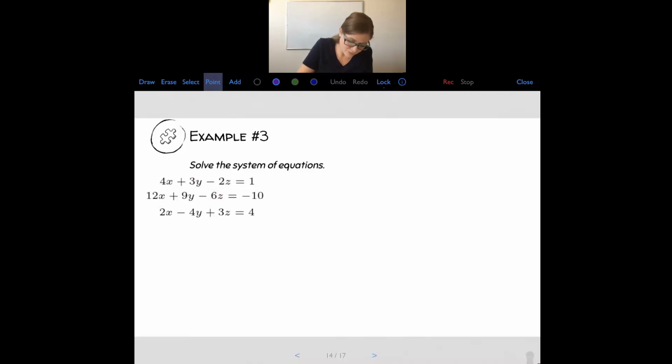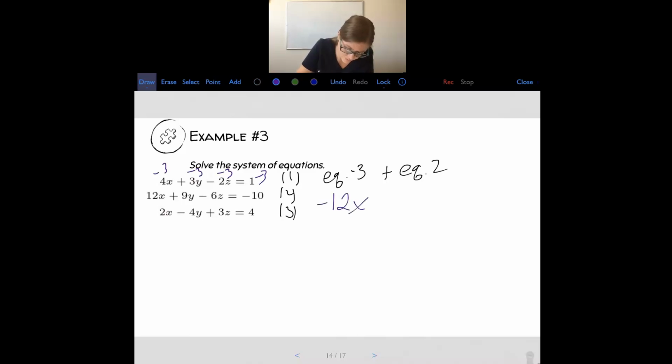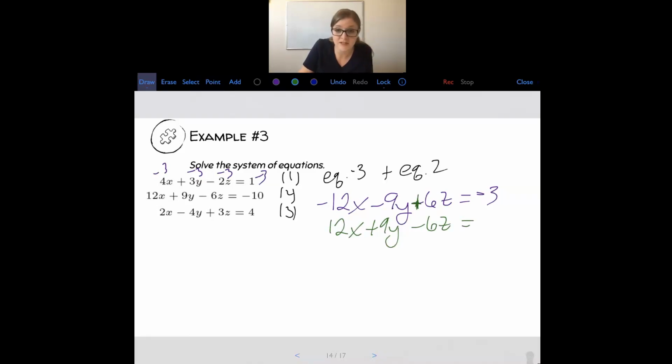Okay. So what I'm going to start with then is I'm going to multiply equation 1 times negative 3, and I'm going to add that to equation 2. Okay, so equation 1 times negative 3, remember everything is getting multiplied by negative 3. So this is negative 12x minus 9y plus 6z is equal to negative 3. And then I have my equation 2, which is 12x plus 9y minus 6z is equal to negative 10.